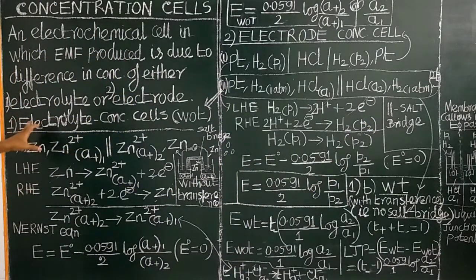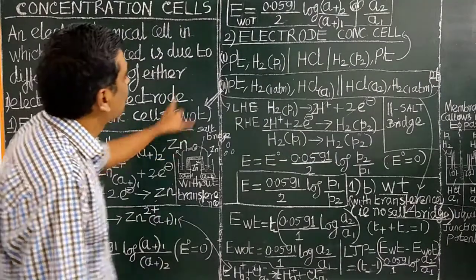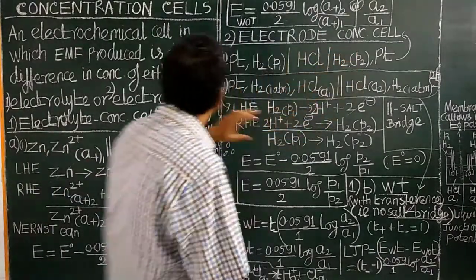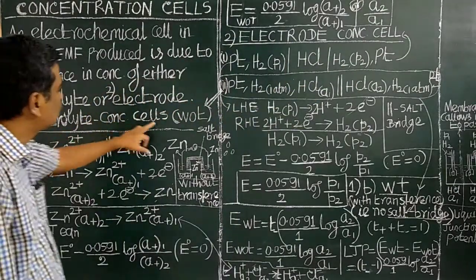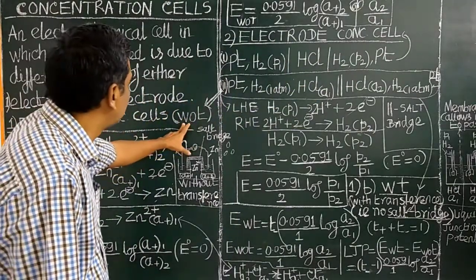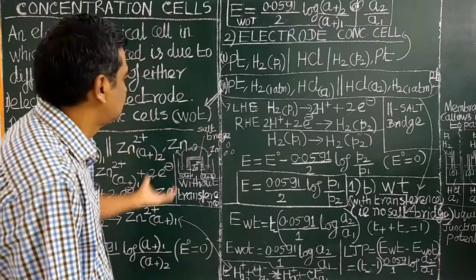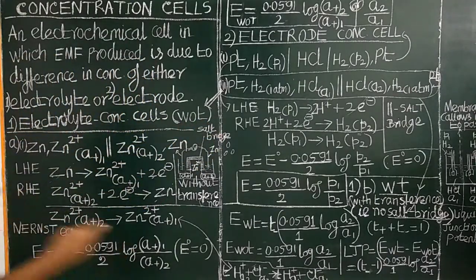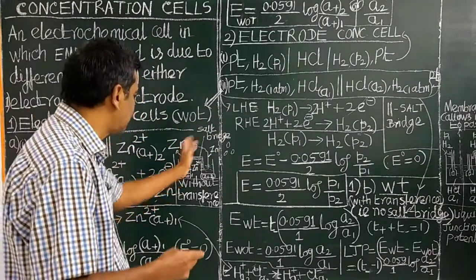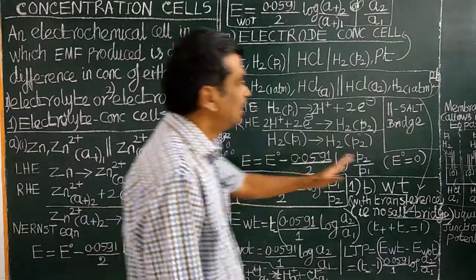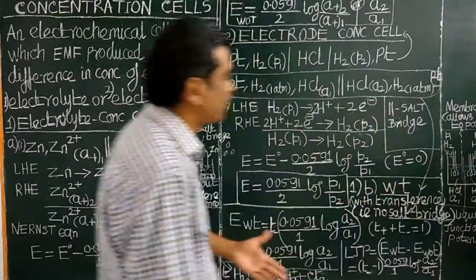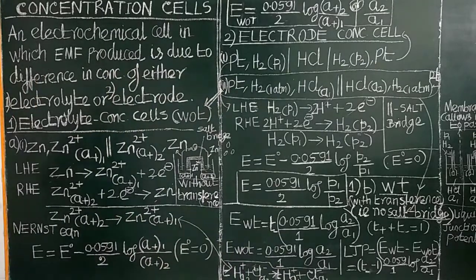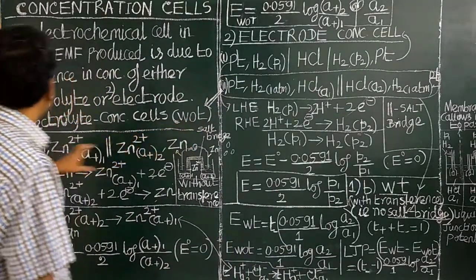Okay, now the types. There are two types, electrolyte concentration cells and electrode concentration cells. Within electrolyte concentration cells there are two types, remember: without transference, that is without transport of ions from one half cell to the other, and with transference. First let us see without transference.